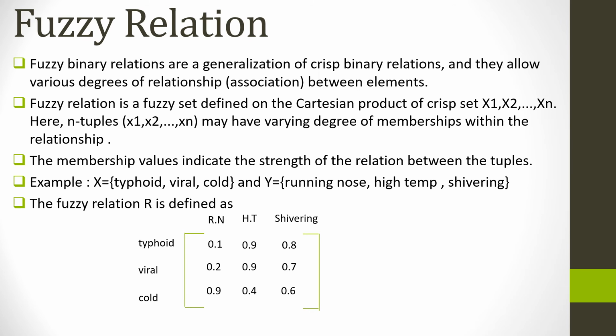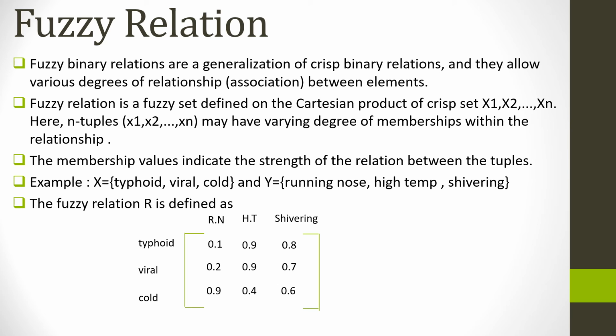Now see what a fuzzy relation is. Fuzzy binary relations are a generalization of crisp binary relations, and they allow various degrees of relationship between elements. A fuzzy relation is a fuzzy set defined on the Cartesian product of crisp sets x1, x2 up to xn. Here the n-tuples x1, x2 up to xn may have varying degrees of membership within the relationship. The membership values indicate the strength of the relation between the tuples.